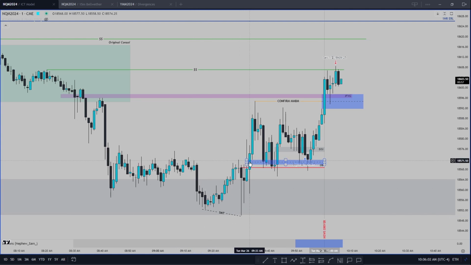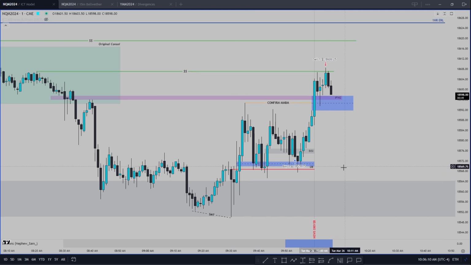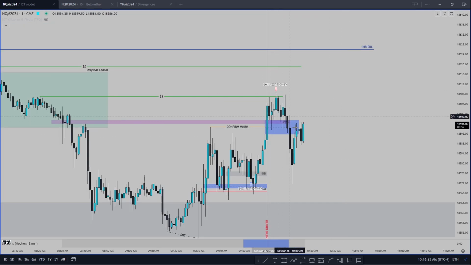Breaker fair value gap on the 2-minute holds that very, very well. My stop on that first trade was a little bit too tight, I think. I should have just kept it at the bottom end of the breaker. Trades back up. Confirms this market maker buy model here. Pretty solid exit, I mean, in hindsight.